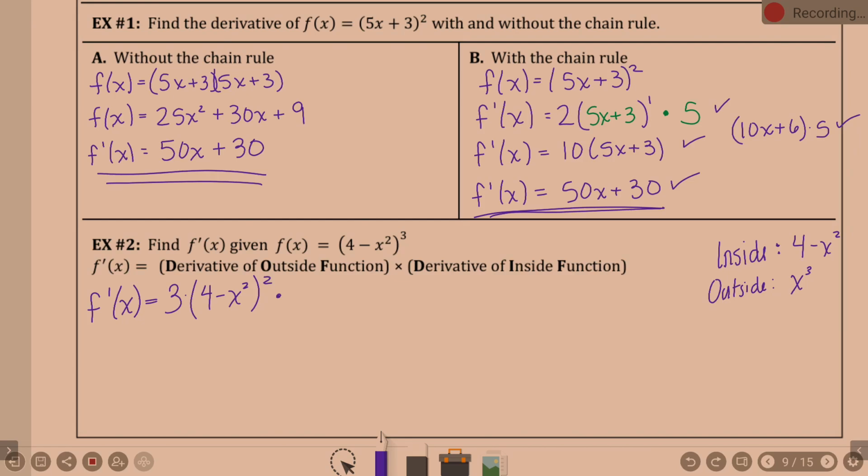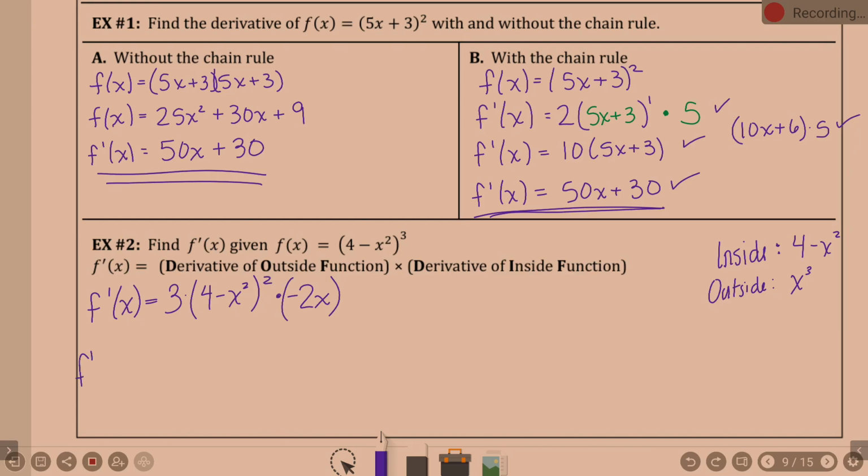And now times derivative of the inside. Negative 2x. So derivative of 4 minus x squared is negative 2x. I figured I'd probably put this in parentheses because I don't want it to look like a minus 2x. I want to make sure it's timesing. You technically could leave it like that. I would encourage one cleanup step here.